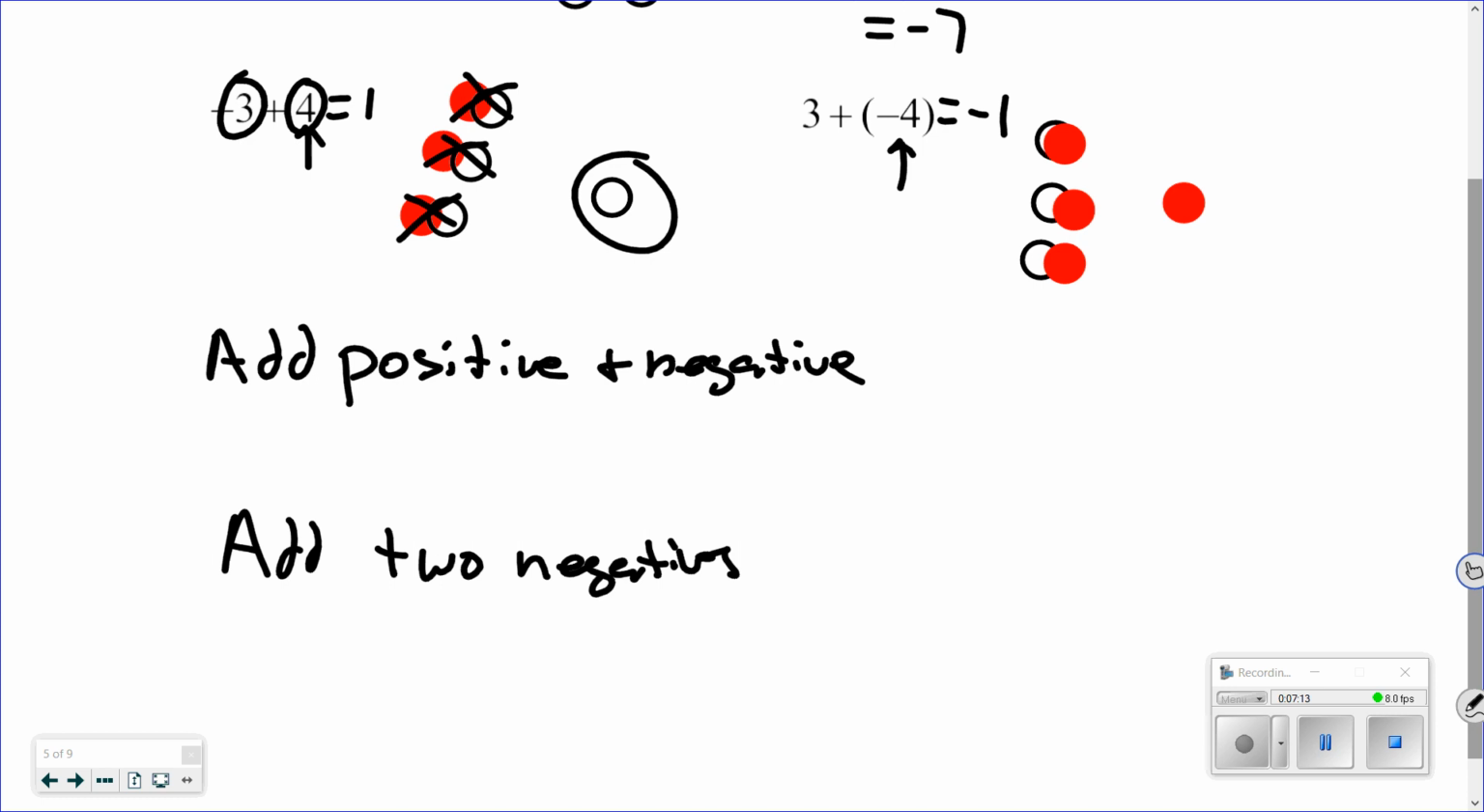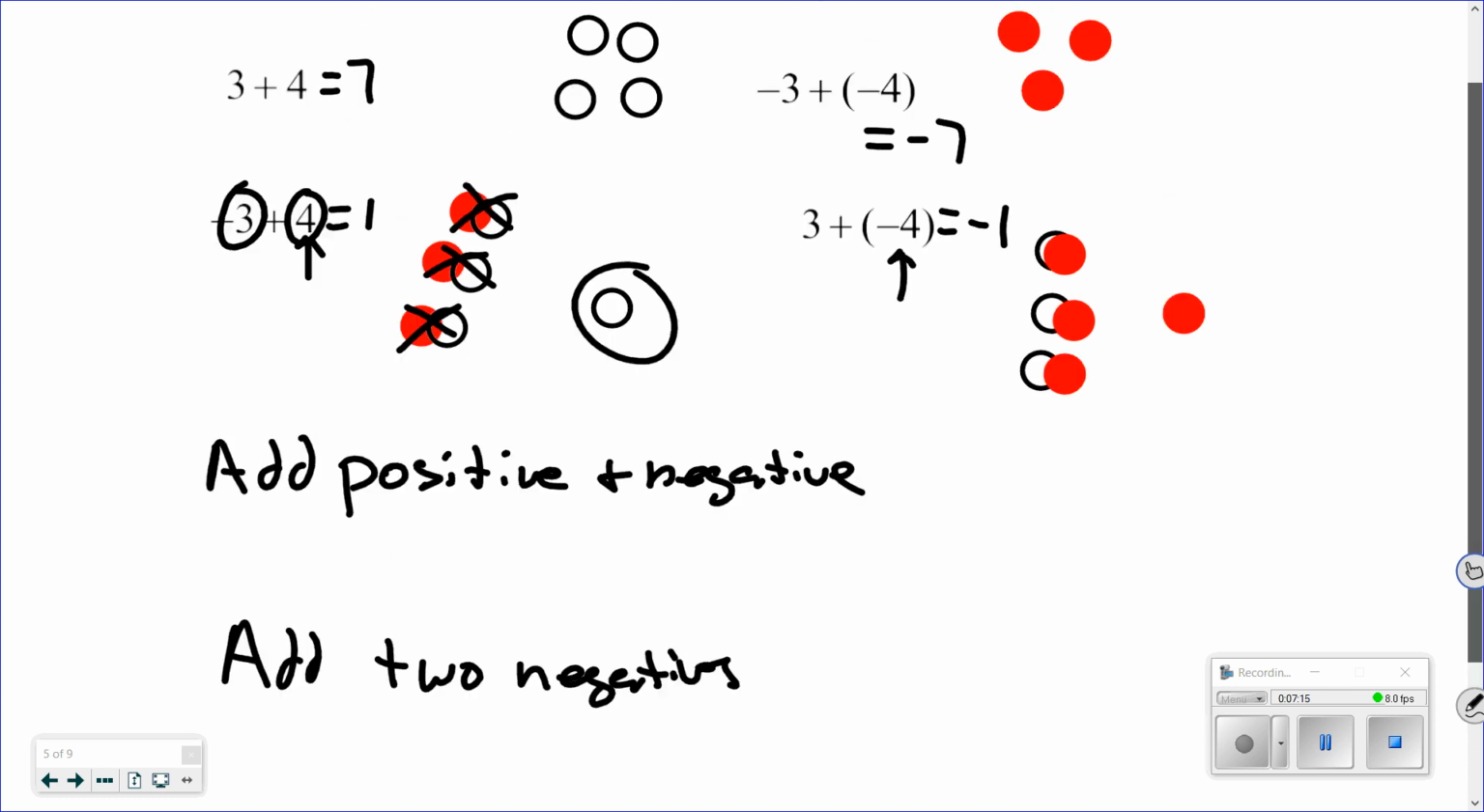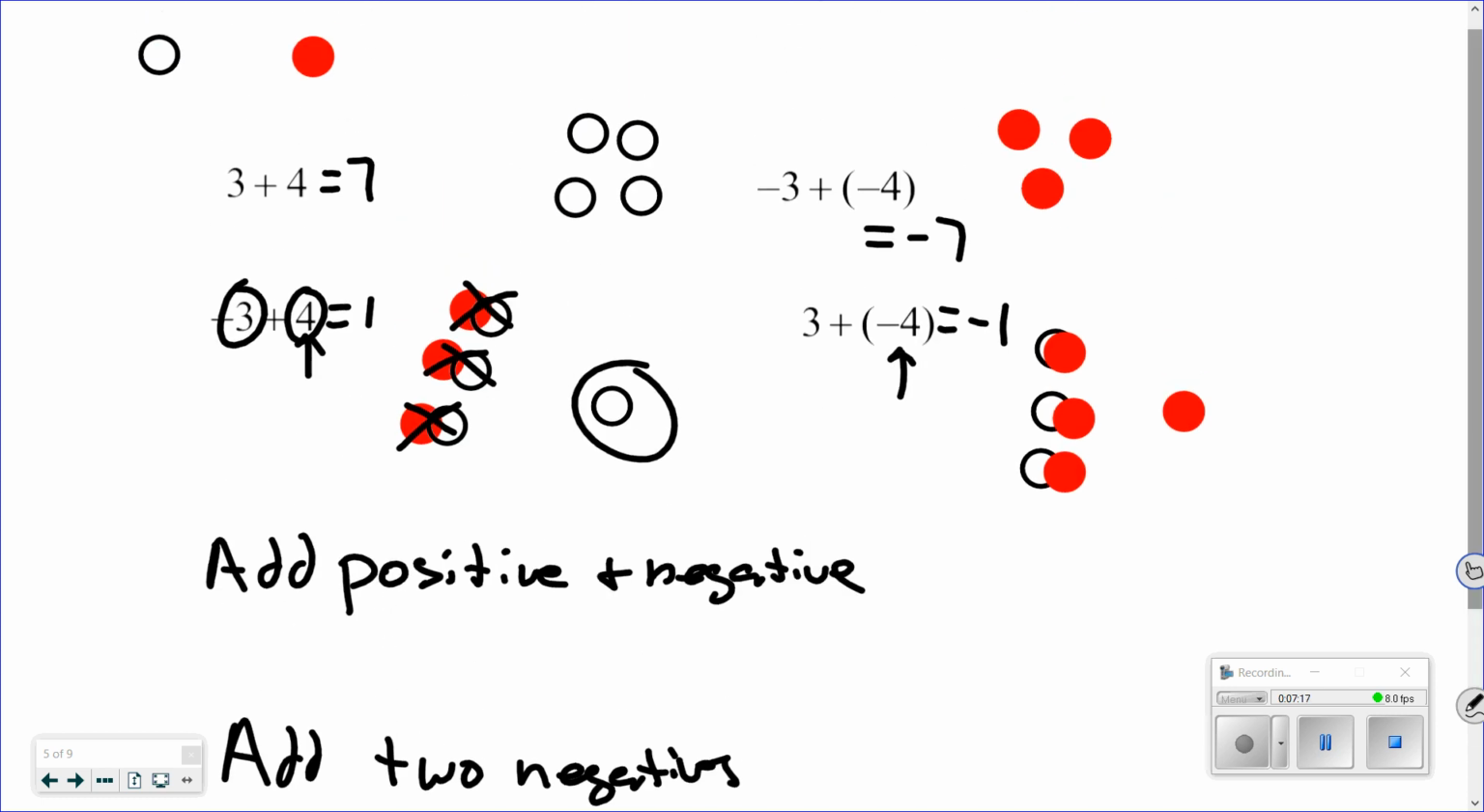Adding 2 negatives, go back up to this top part. When you add 2 negatives, nothing cancels out. Up here we had 3 negatives and 4 negatives. So all I really do is take the absolute value of those 2. What I mean by that is don't worry about the negatives. Just take 3 plus 4 is 7, and it's going to be a -7. If I have -3 and -4 all together, I'm going to have a -7. They just combine. So make sure you have that down.